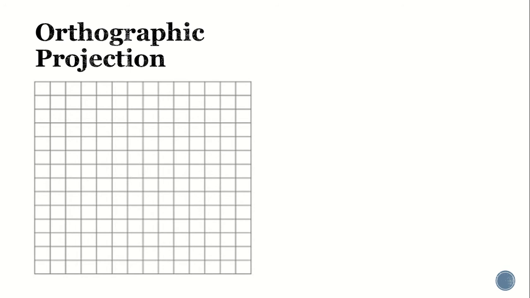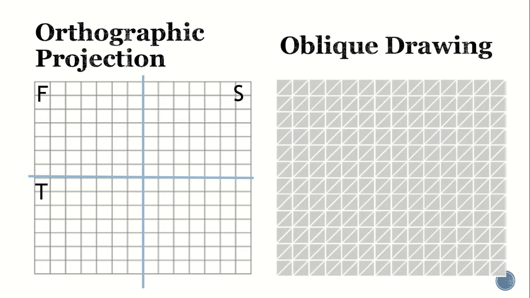Remember in orthographic projection when we created the three views of an object, front, side, and top, our graph paper was made up of squares. Today we're going to talk about a different type of drawing called oblique drawing. As you notice here, the graph paper is different. It is made up of squares with a line cutting it from the middle. All of these lines are at a 45-degree angle.